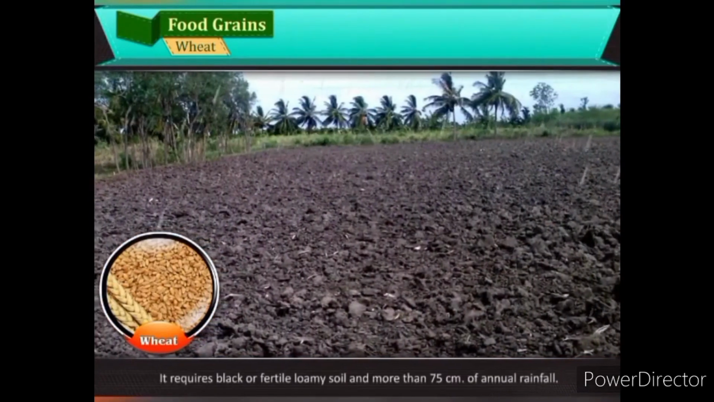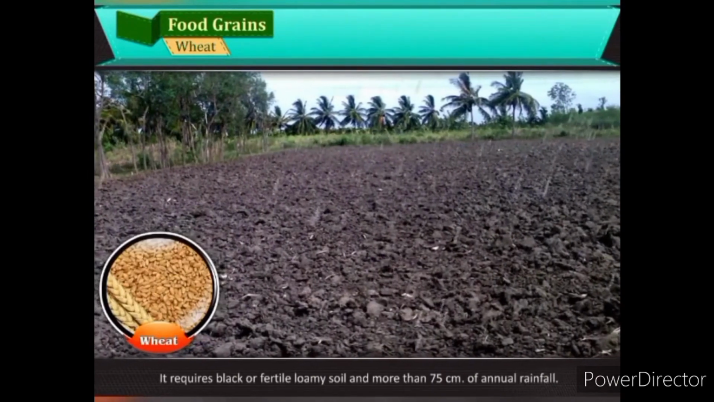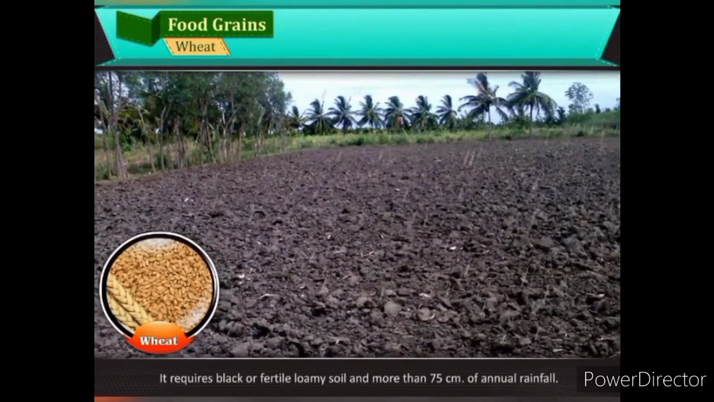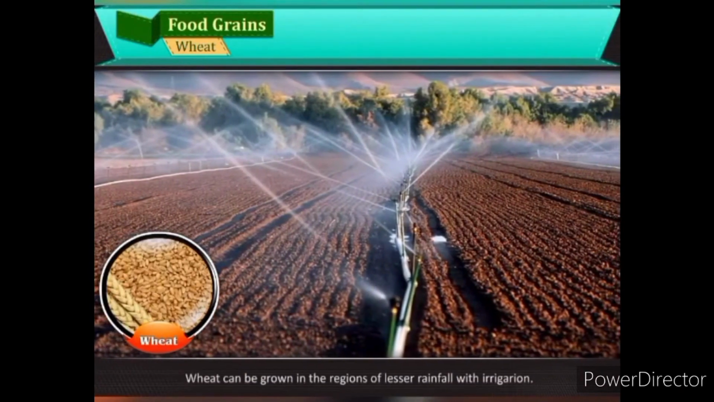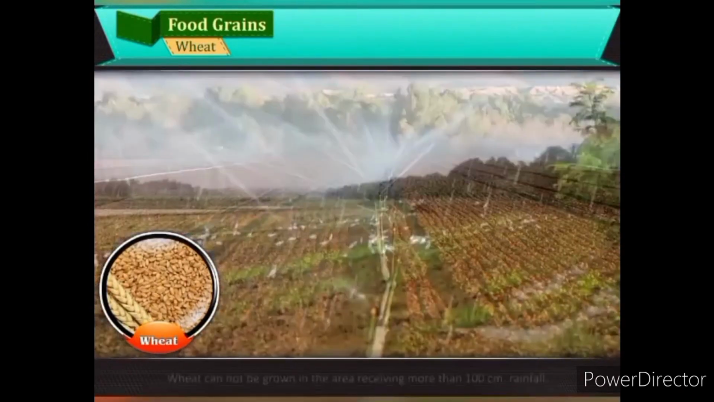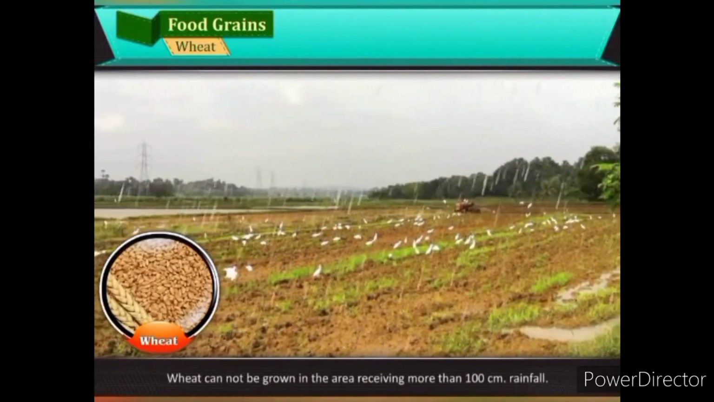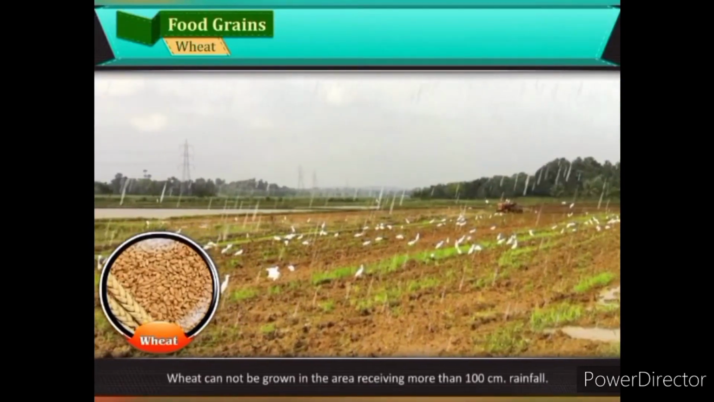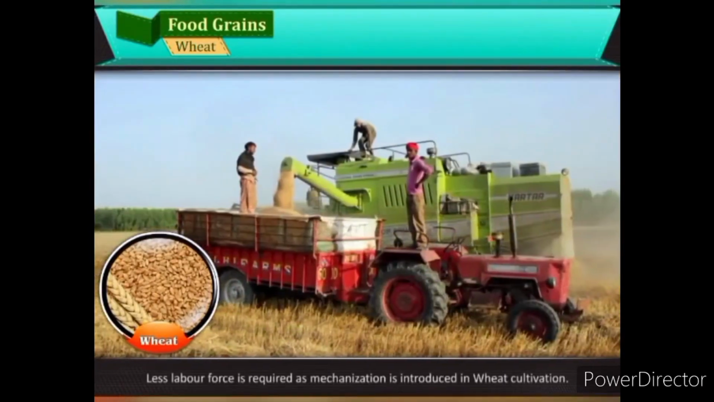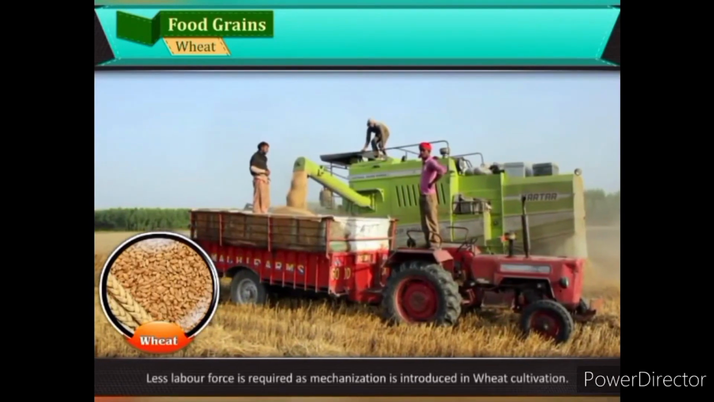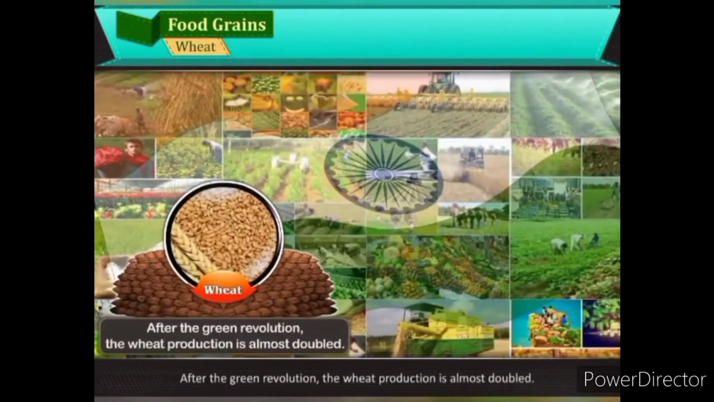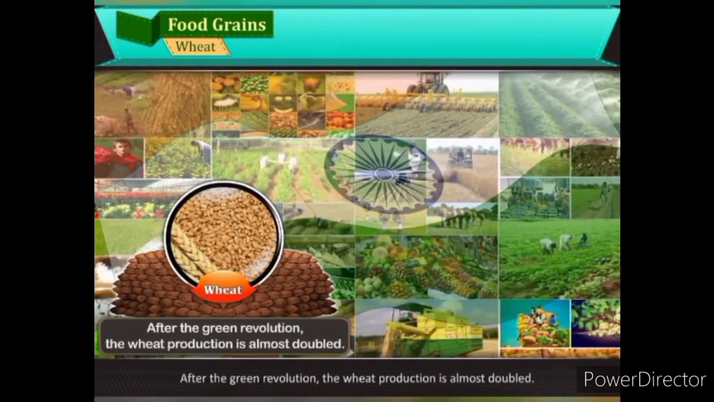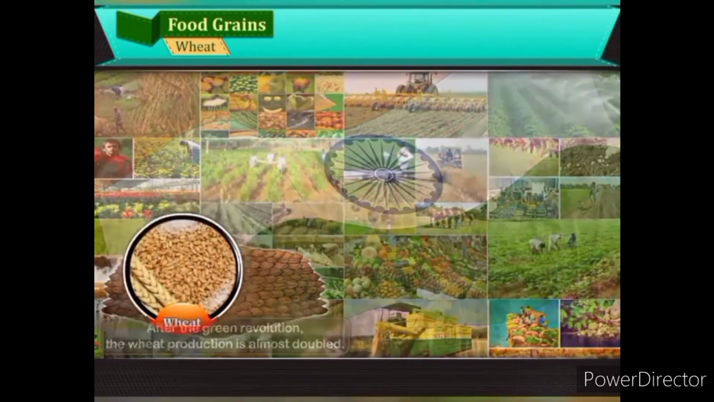It requires black or fertile loamy soil and more than 75 cm of annual rainfall. Wheat can be grown in the regions of lesser rainfall with irrigation. Wheat cannot be grown in the area receiving more than 100 cm rainfall. Less labor force is required as mechanization is introduced in wheat cultivation. After the Green Revolution, the wheat production almost doubled.